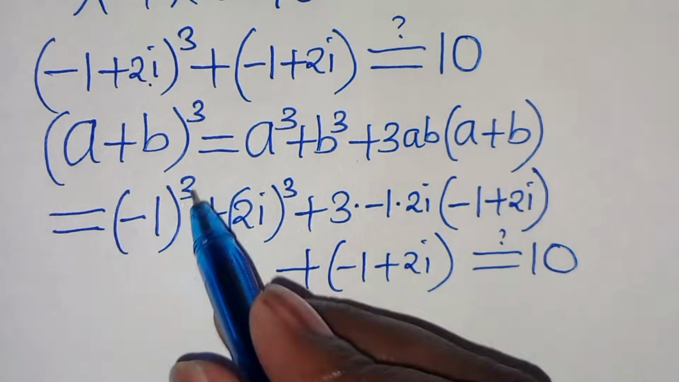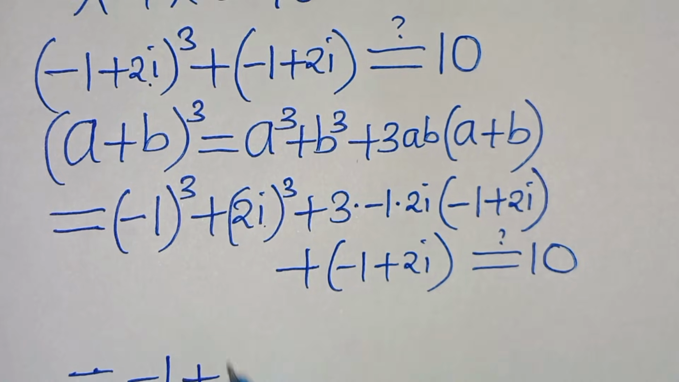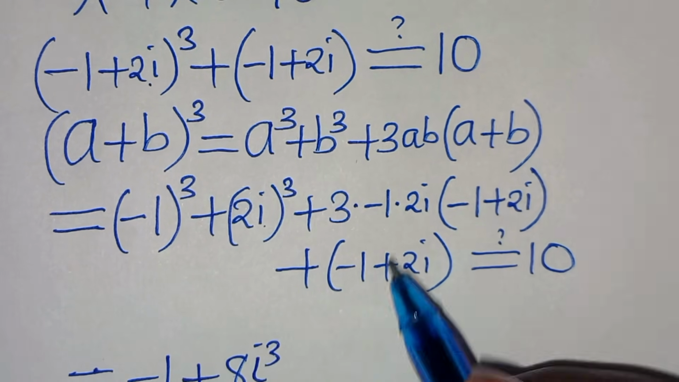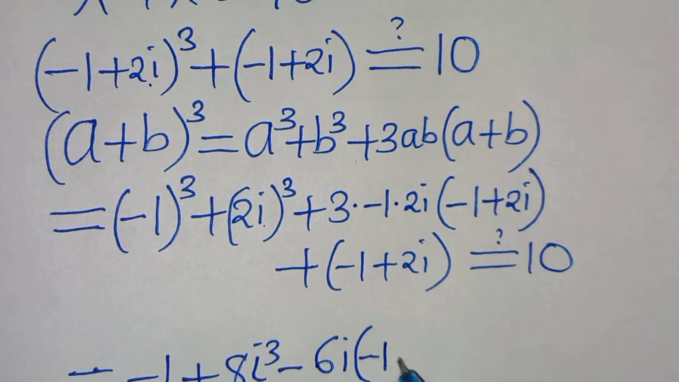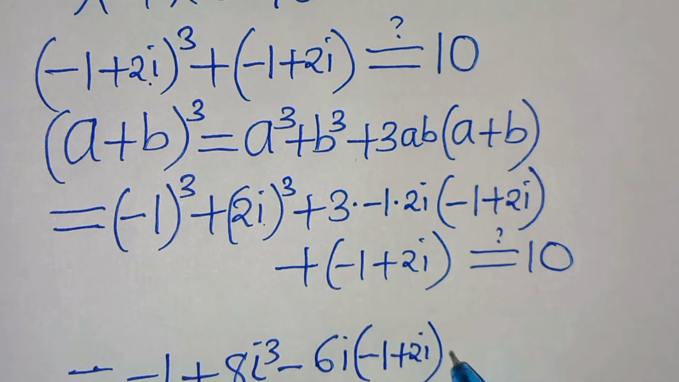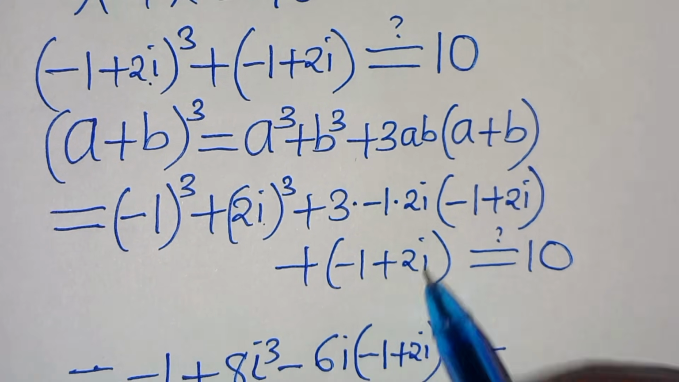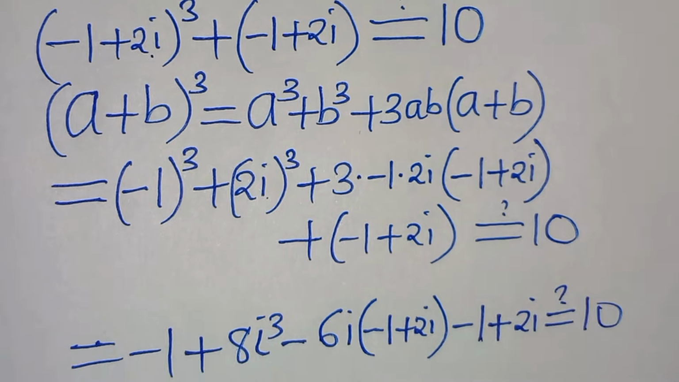So we have (-1)^3. This is -1. Then we have plus (2i)^3, this is 8i^3. Then we have 3 times -1 times 2i, this is -6i into the parentheses. This is -1 + 2i. Then here we have plus times minus, this is -1. Then plus times plus 2i, this is plus 2i. This should give us a value of 10.